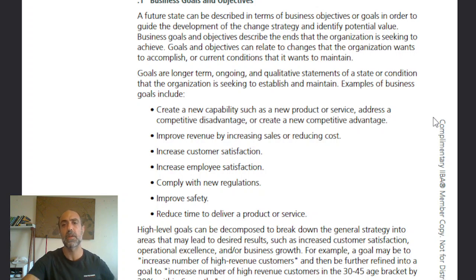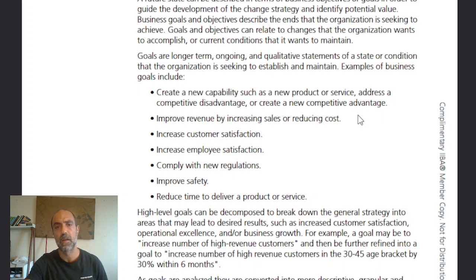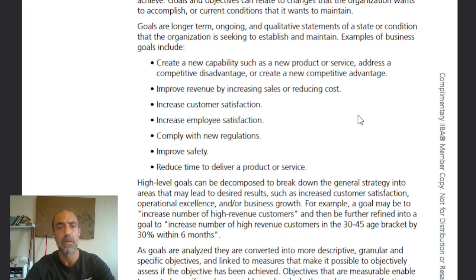Goals and objectives can relate to changes that the organization wants to accomplish or current conditions that it wants to maintain. Goals are long-term, ongoing, and qualitative statements of the state or condition that the organization is seeking to establish and maintain. Examples of business goals include create a new.